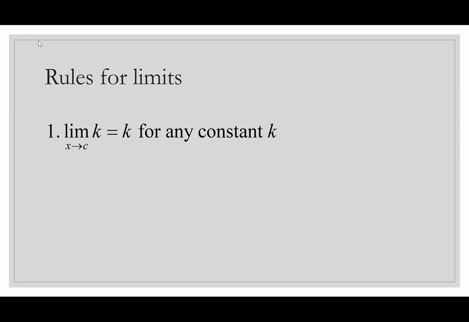So the first one is the limit as x goes to c of k is k. Here k is a constant. So this says the limit of a constant is that constant. So nothing's changing. And that's the idea with constants: constants don't change.